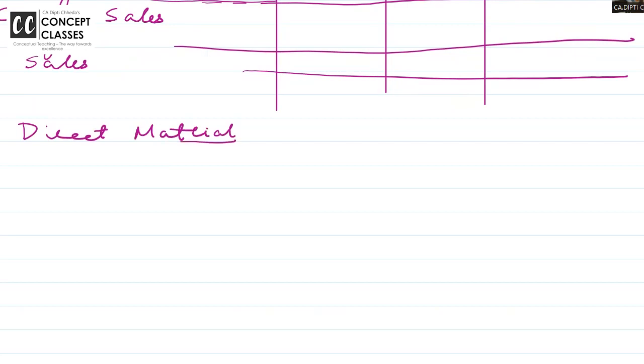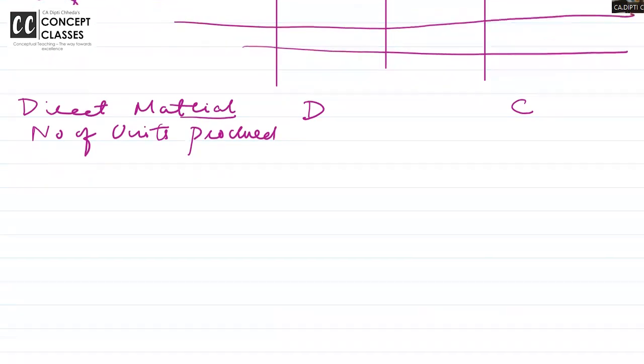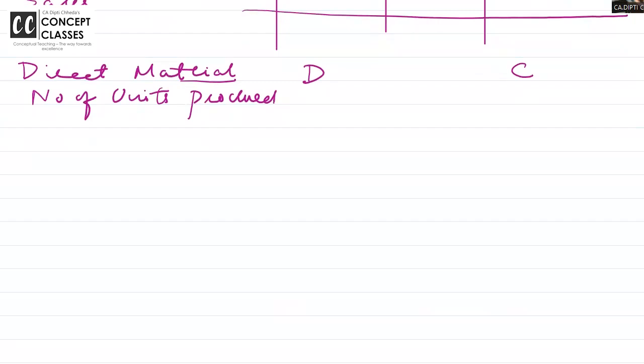Direct material. I'm doing disposable mask D and this is C. Okay. So, number of units produced. Kitna bana hai? And you have to make this very fast and understandable. How many units have you manufactured? Direct material expenses ko split karne ke liye what I'm using and why? More concentration is on the concept. The number of units aapke jo produce hue hain. How many units of disposable mask we have produced? 1,50,000. Cloth mask, 50,000.